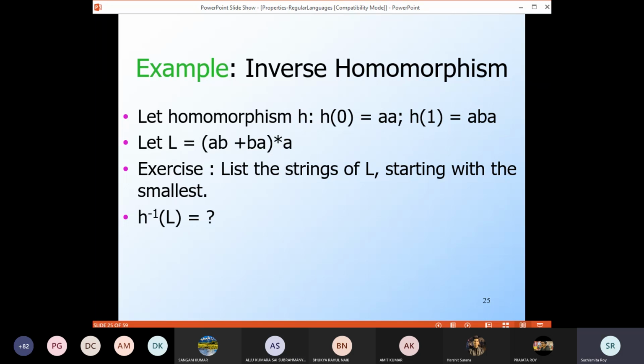Okay, so this is now the finite automaton which we have been given. So this is L. You can see it is (AB plus BA)* A. This is the example that we were working out. So this is the finite automaton for that. And the homomorphic function which we, yes?